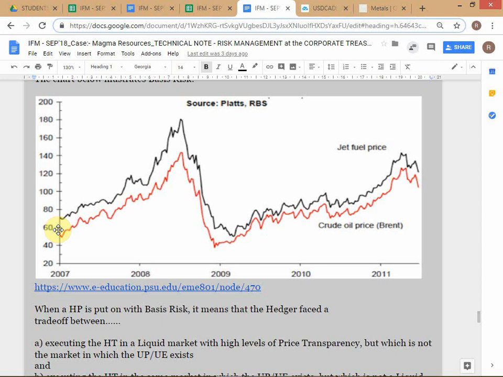Now we also see that when crude oil prices go up, jet fuel prices also go up. So your underlying position is losing money on the jet fuel because of the price increase, but your hedge position is making money because you bought crude oil futures. So that's why one is offsetting the other. Is this clear? So that on balance you're okay. This is the idea behind hedging.